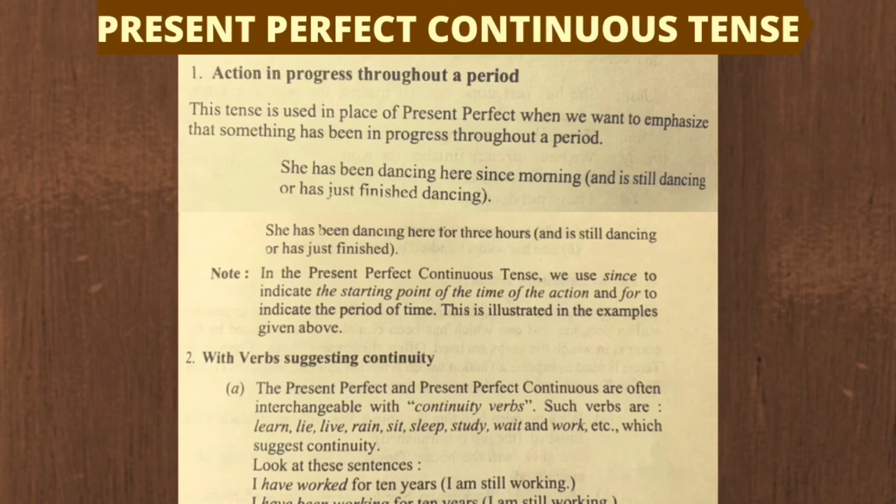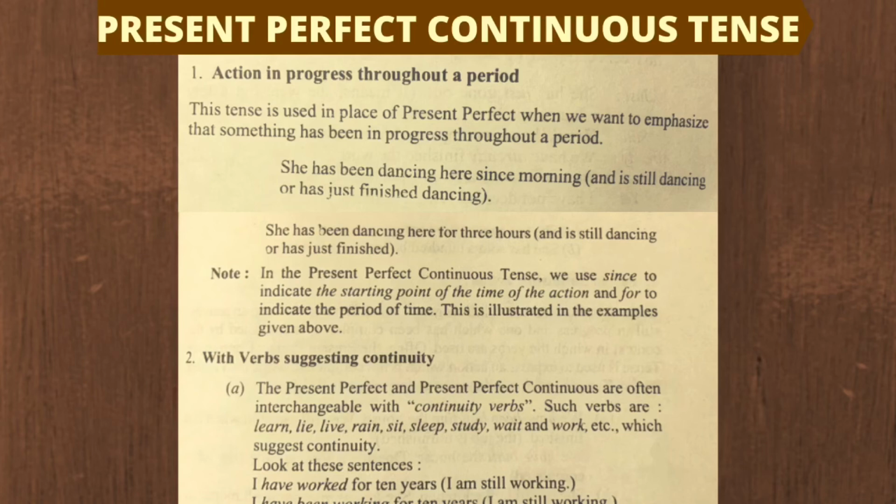For example, she has been dancing here since morning and is still dancing here or has just finished dancing. She has been dancing here for 3 hours and is still dancing or has just finished. Note: in the present perfect continuous tense, we use since to indicate the starting point of the time of the action and for to indicate the period of time. This is illustrated in the examples given above.